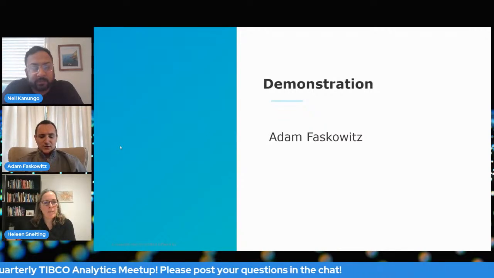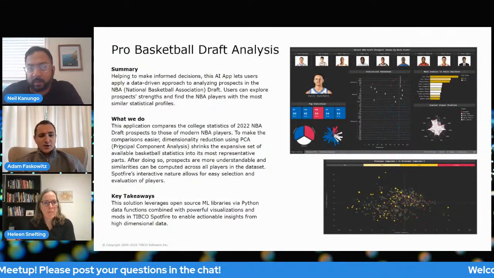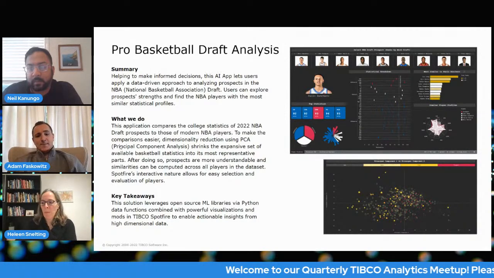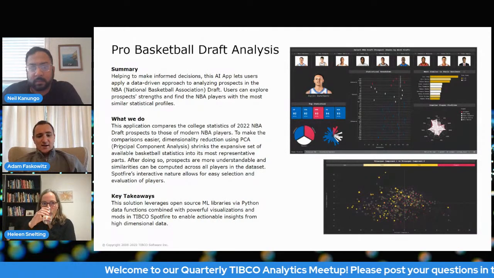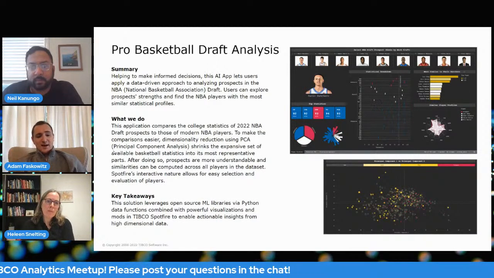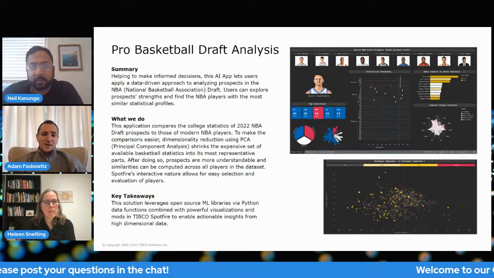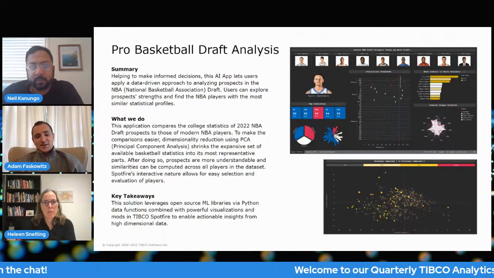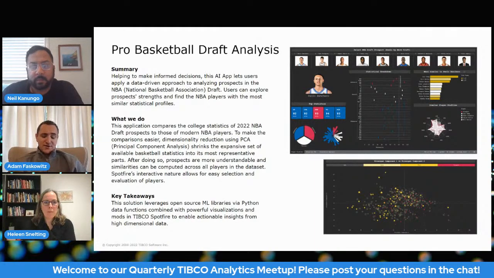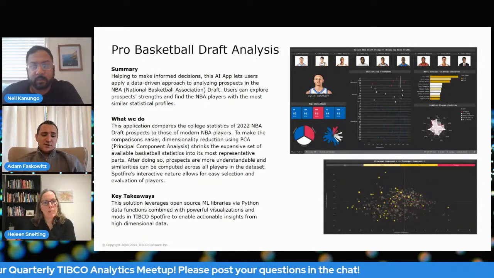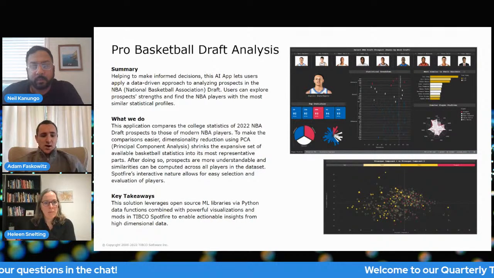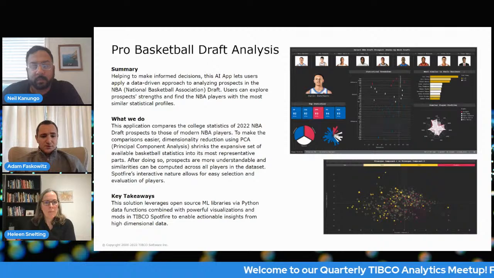Yep, sounds good. So if we go to the next slide, I can just give a quick summary. What we're going to be taking a look at today is essentially a tool that we've developed that can help coaches and front offices analyze the upcoming prospects in the NBA draft. This tool helps you look at player profiles, see what the strengths and weaknesses are of some of the players in the draft, and also allows us to compare them to modern NBA players. We do so with a statistical method called principal component analysis. It makes for a very cool interactive dashboard. So with that, I will start presenting.